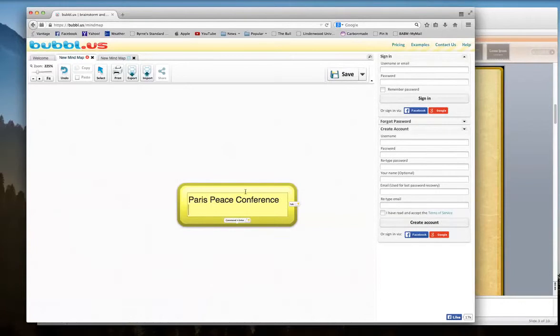This nifty little mind map here that we can create and save, and we can add to it, take away from it, and it's a lot clearer than some of our handwriting, because I know I need help with my handwriting, so this is a lot better way to organize our ideas. So we're going to start with our main bubble, the Paris Peace Conference, and we're going to add to that.